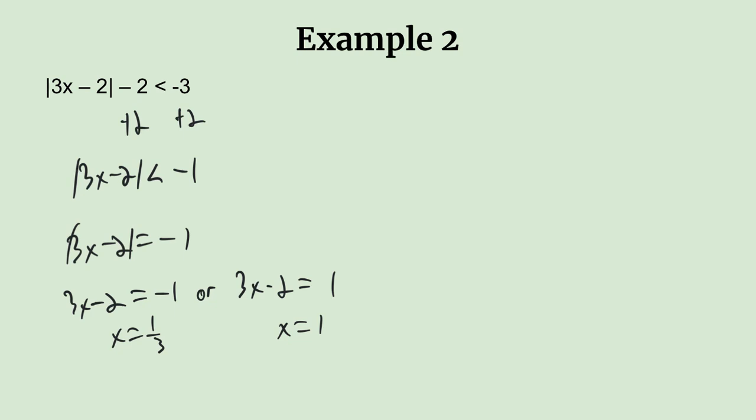But if we plug those values in, and if we were clever and looked before we even started doing this, at this point right here, can you have an absolute value that is less than negative 1? It can never be negative. It is always positive, so no solutions.